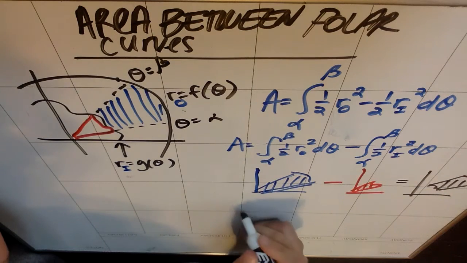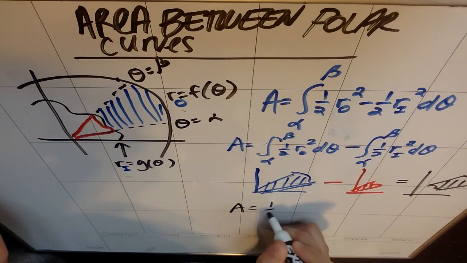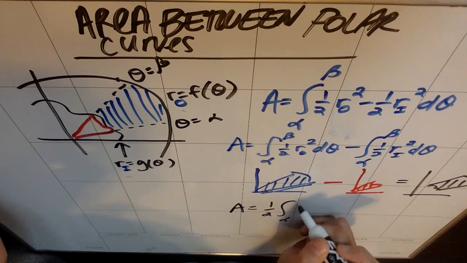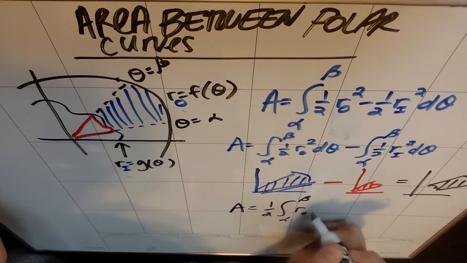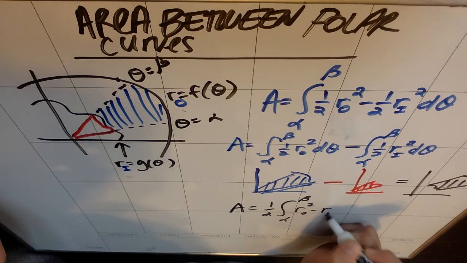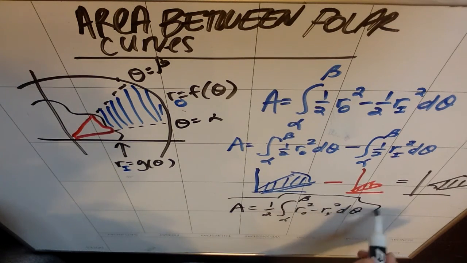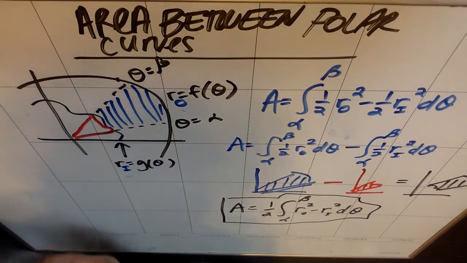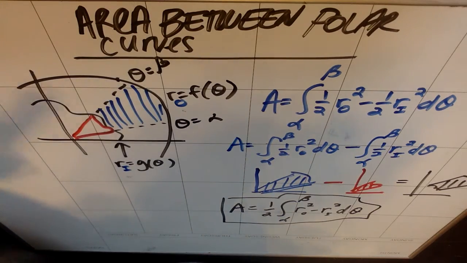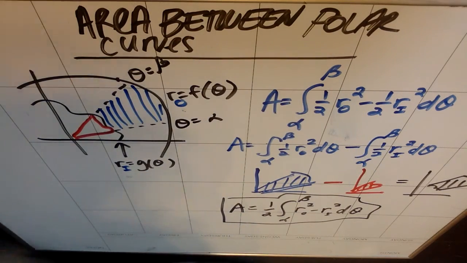Now sometimes you'll see this formula with the 1/2 factored out, and there's nothing wrong with that: 1/2 the integral from alpha to beta of the outer r squared minus the inner r squared with respect to theta. The one word of caution I want to give you is that the r's are individually squared. It is not r minus r quantity squared. The r's are individually squared.